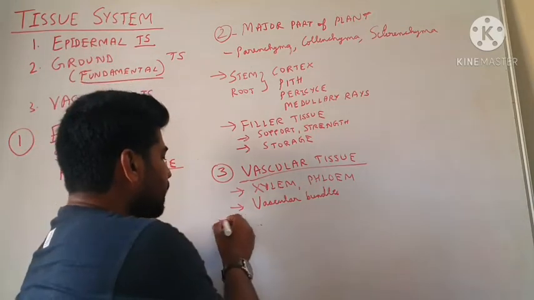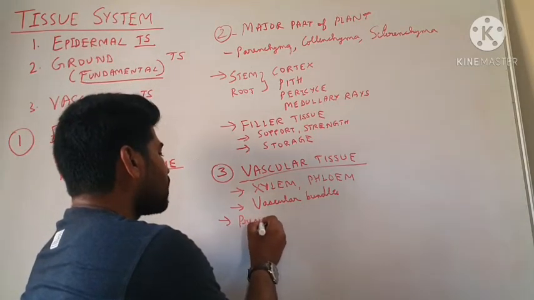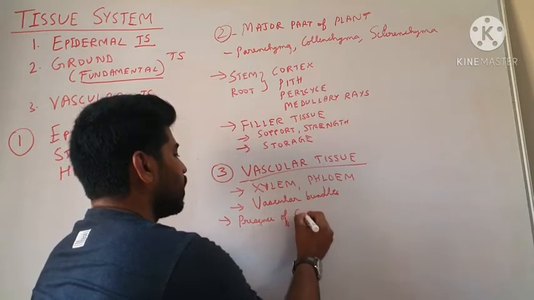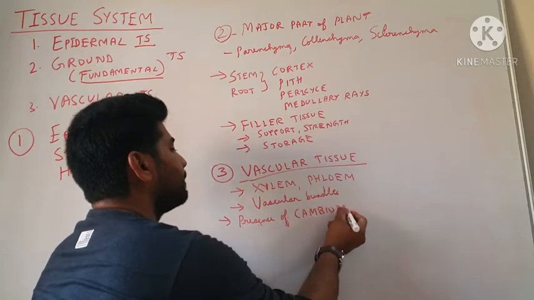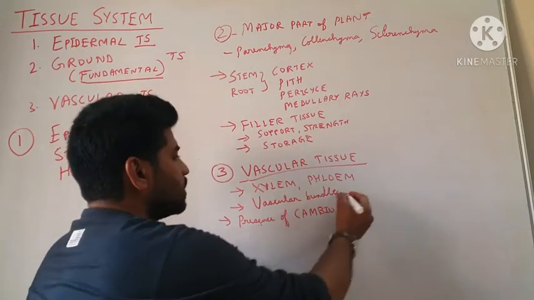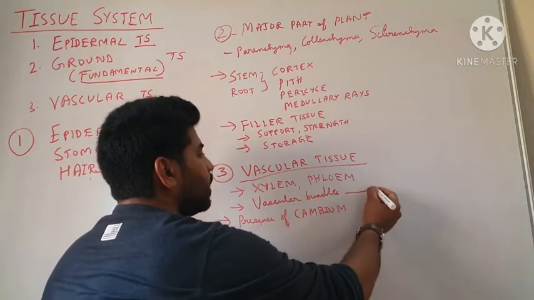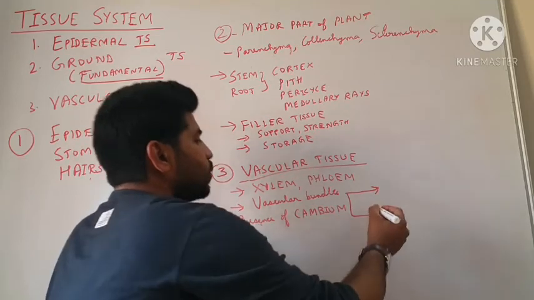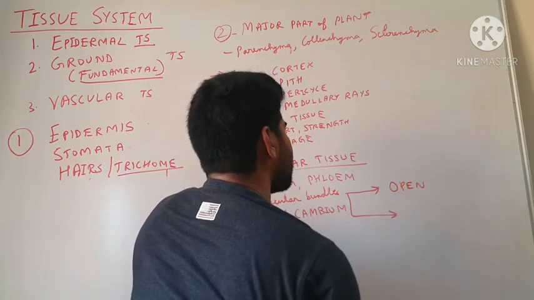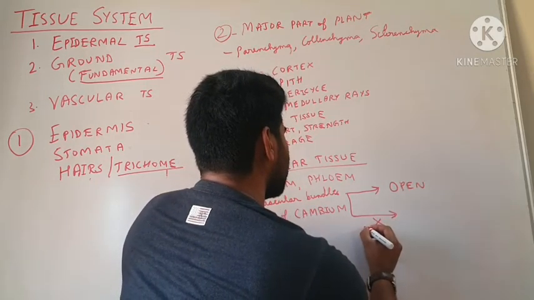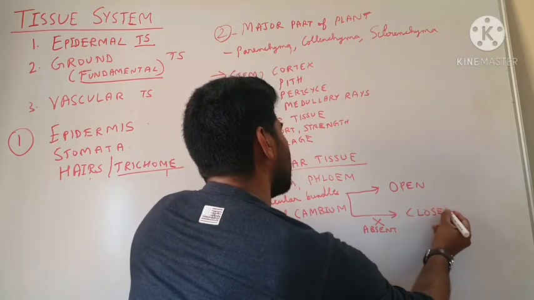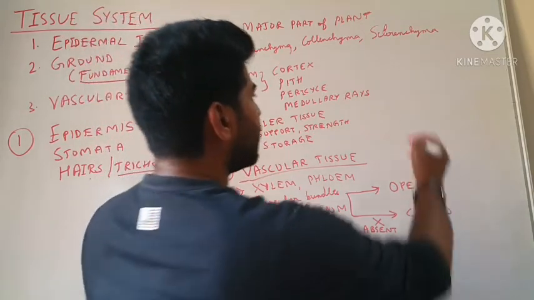Based on the presence or absence of cambium, the vascular bundles could be of two types. So if cambium is present, it is called an open type of vascular bundle, and if the cambium is absent, then this type of vascular bundle is called a closed type of vascular bundle.